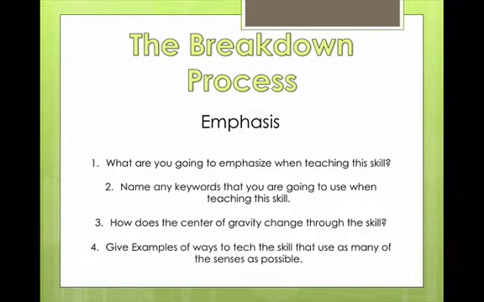Give examples of ways to teach the skill that use as many of the senses as possible. Keep in mind that children are either an auditory learner, a kinesthetic learner, or a visual learner. So if you have a mixture of all three of these in your class, you're going to want to make sure that you show them how to do the skill, you tell them how to do the skill, and then you spot them through the skill the first time through so that they can feel the skill.